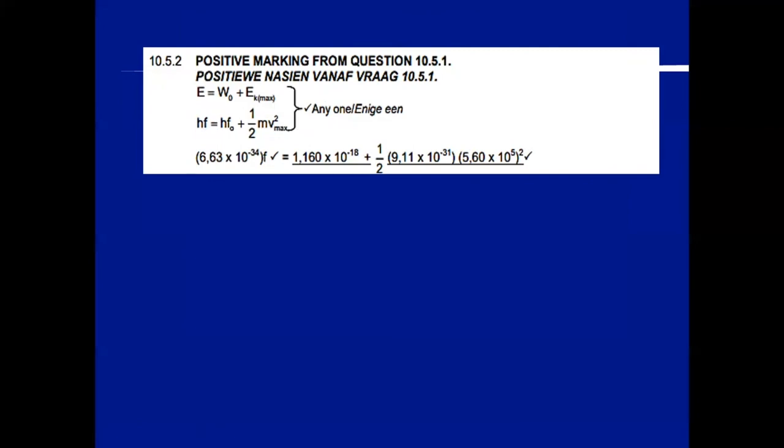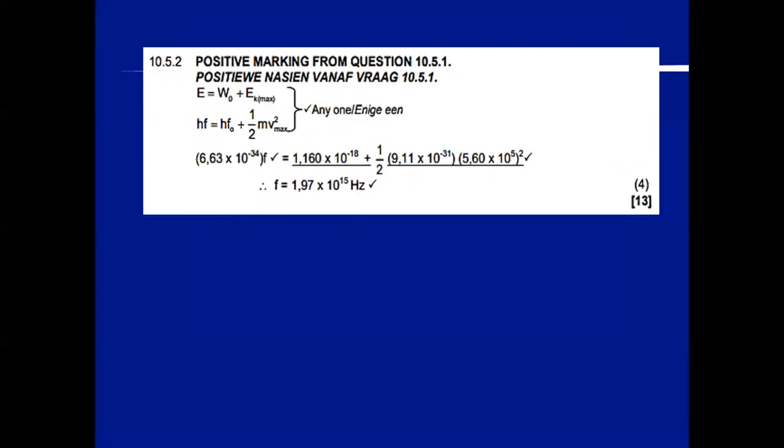All you need to remember is that you are dealing with electrons, so you look for the mass of the electron at the back, which is 9.11 times 10 to the power negative 31. And don't forget to square your v according to the equation there, and then you get your frequency. You should be familiar with the standard form. This is one of the questions worth 13 to 15 marks, and it's easy to get this.